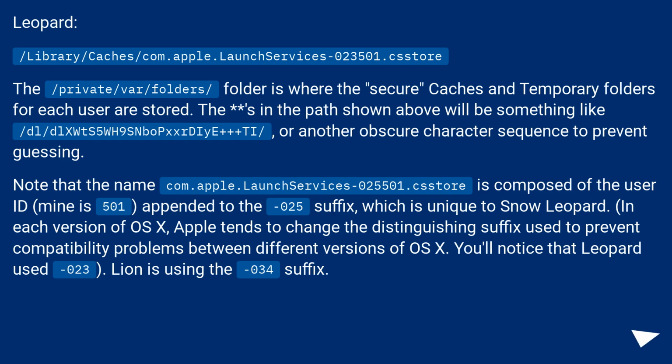The /private/var/folders folder is where the secure caches and temporary folders for each user are stored. The path shown above will be something like /dale/dlxwts5wh9sboxda+t/ or another obscure character sequence to prevent guessing. Note that the name, com.apple.LaunchServices-025501.csstore, is composed of the user ID, mine is 501, appended to the 025 suffix, which is unique to Snow Leopard. In each version of OS X, Apple tends to change the distinguishing suffix used to prevent compatibility problems between different versions of OS X.